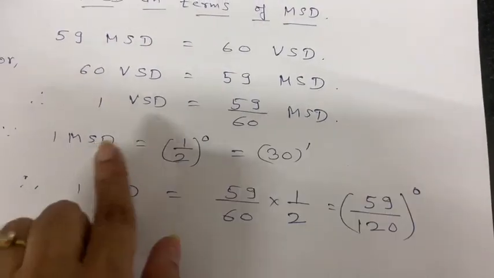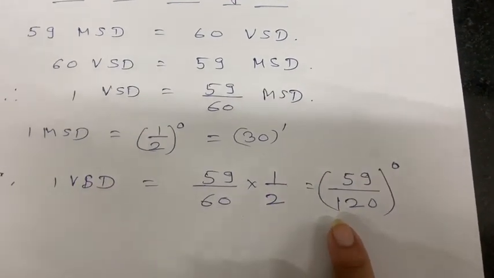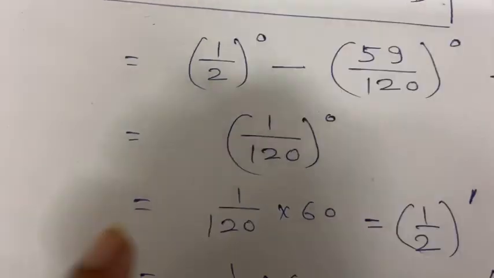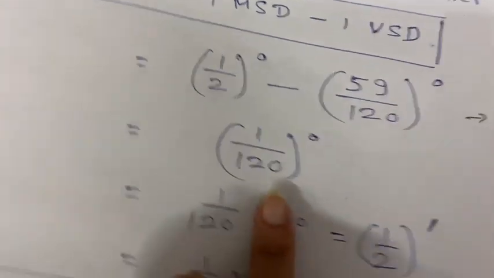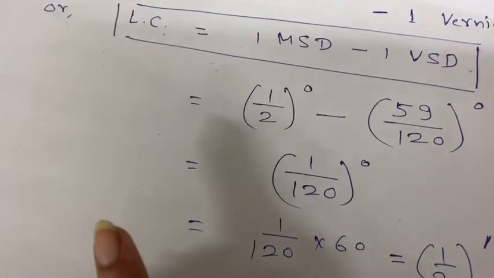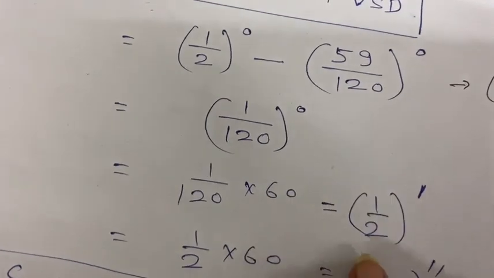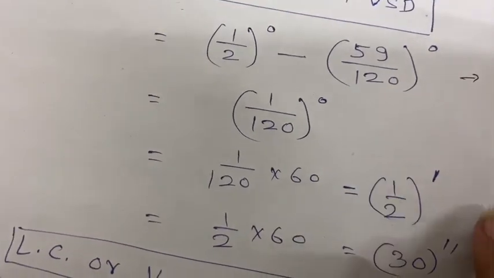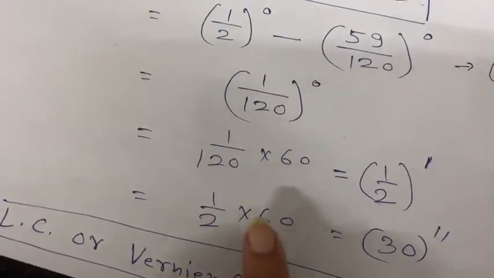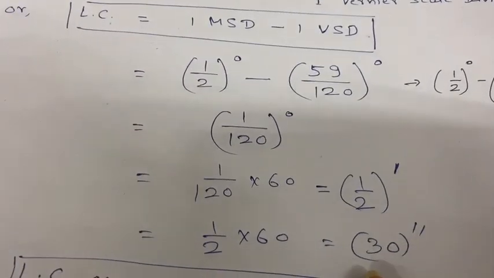So now we have got the value of 1 MSD as half a degree and 1 VSD as 59 by 120 degrees. Now substituting these values in the formula for least count, we get the least count as 1 upon 120 degree. Now this can be converted into minutes by multiplying by 60, because 1 degree is equal to 60 minutes. So after multiplying we get the value in minutes as half a minute. Further, this can be converted into seconds by multiplying by 60, because 1 minute is equal to 60 seconds. In this way we get the least count in seconds as 30 seconds. So this is the least count of the apparatus.